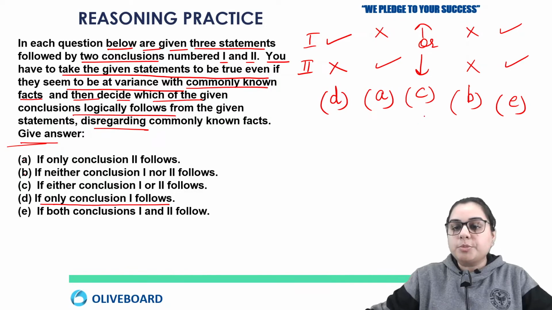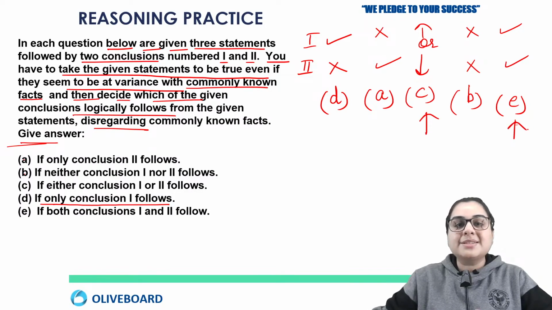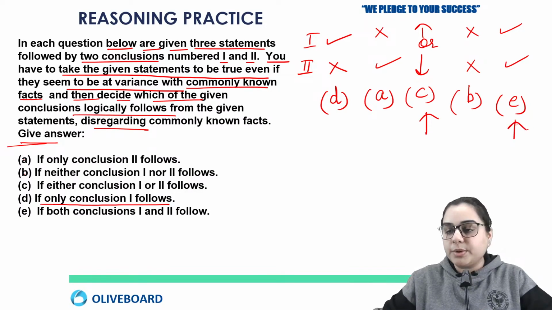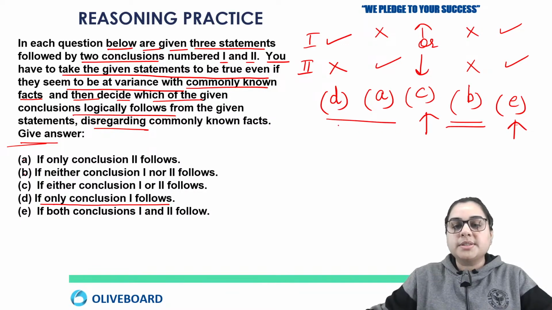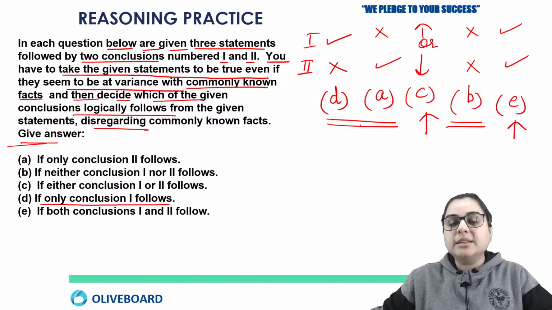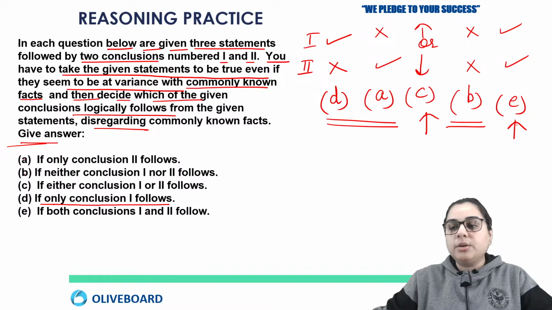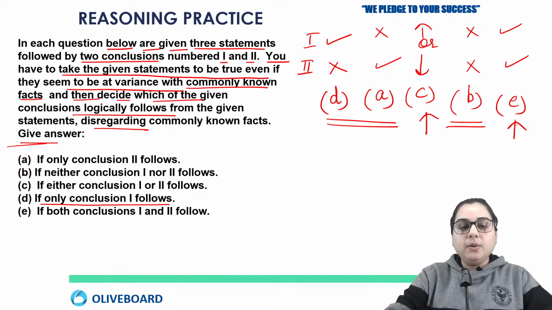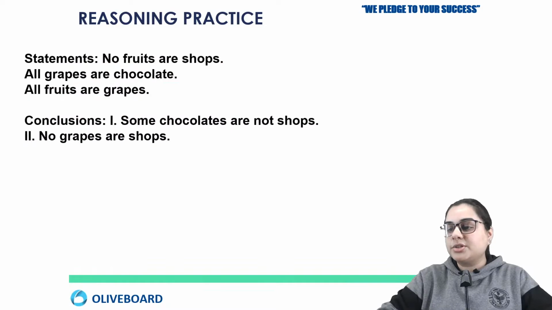So it is just options C and E which are standard options that we use in every question, but all the others are jumbled. We can see that D will be marked when only one follows, A will be marked when only two follows, and B will be marked when both are wrong. Okay, so now let's come to the first question.